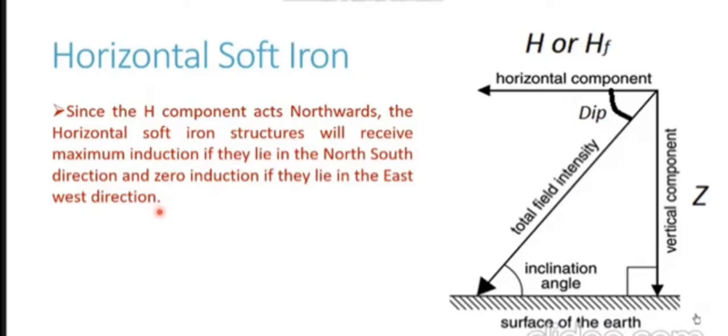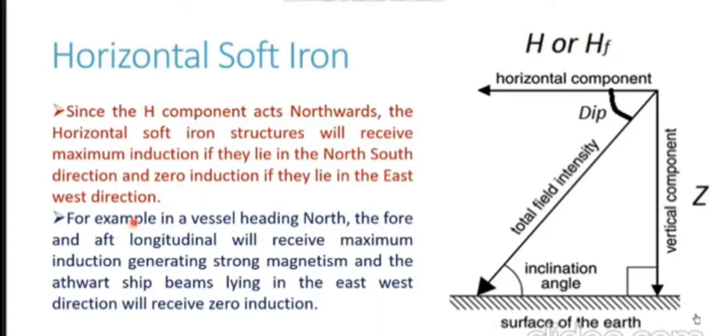You remember when we discussed induced magnetism, I told you that the strength of the induced magnetism depends upon the orientation of the soft iron. If the soft iron structure is oriented or aligned in the direction of the magnetic field, maximum induction would occur. And if it is misaligned, that means it has an orientation perpendicular to the direction in which the field lines are going, it will have minimum or negligible induction.